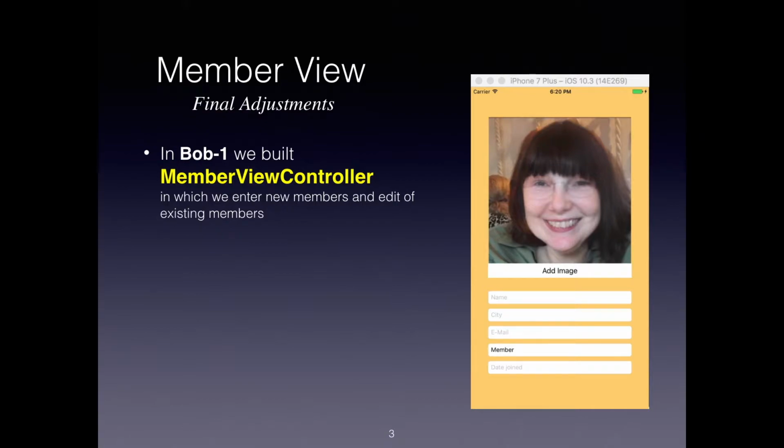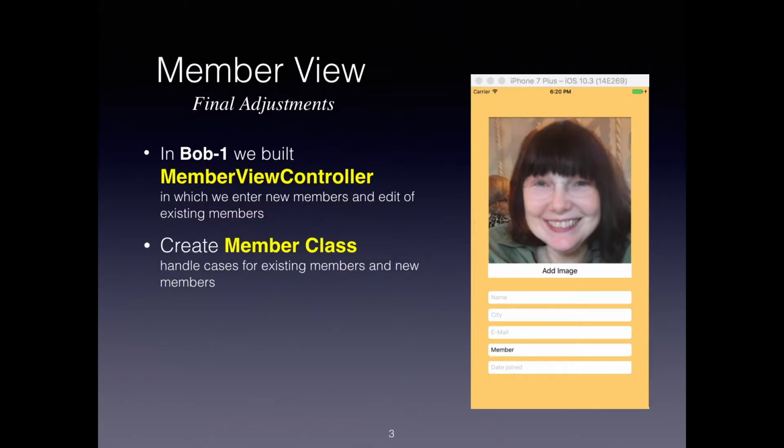Okay, but we did a couple of other things since then. We're going to create something called a member class. A member class is essentially a class where we'll store information about a member. So we'll create an actual class for this. When we did Bob 1, we weren't concerned with that because we weren't moving the information between views.